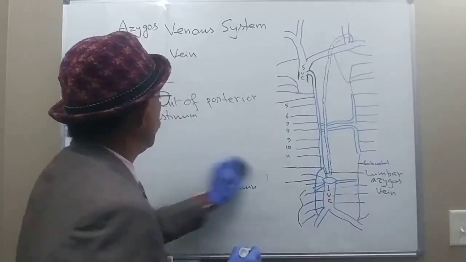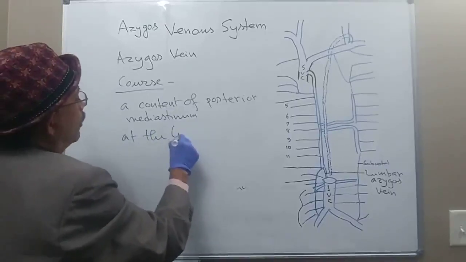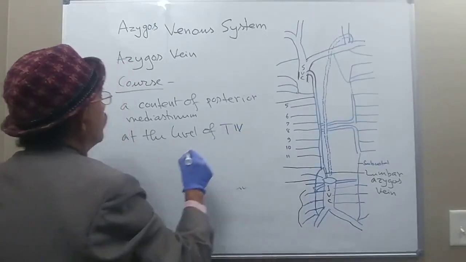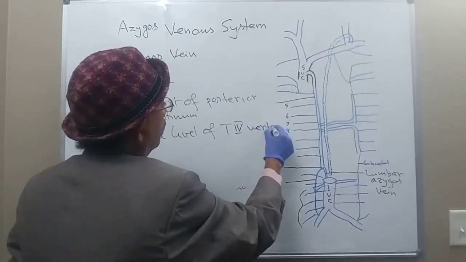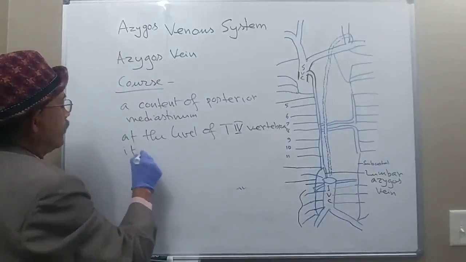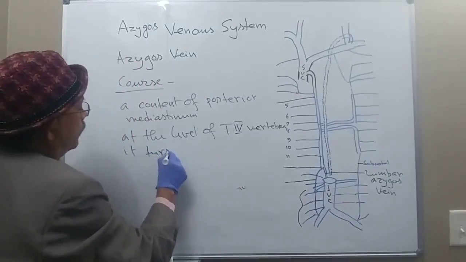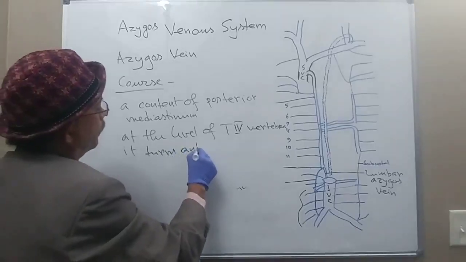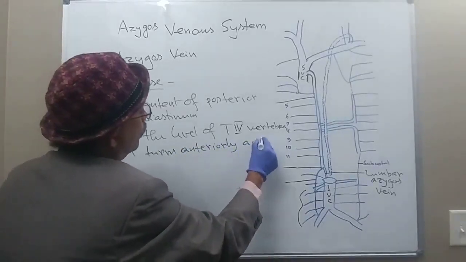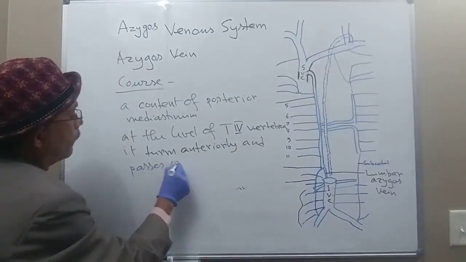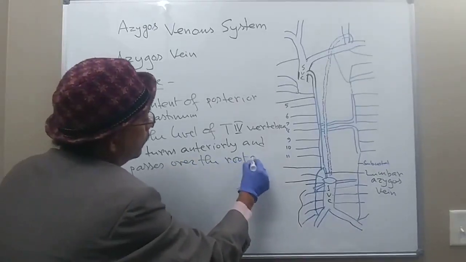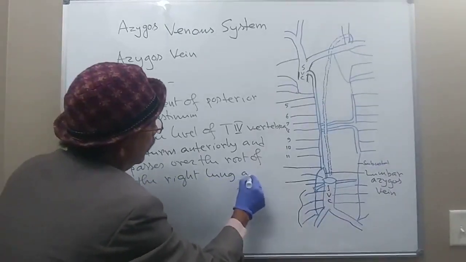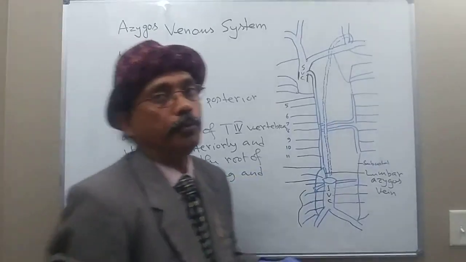Okay, so at the level of the T4 vertebra, it turns anteriorly, and passes over the root of the right lung and opens into the superior vena cava.